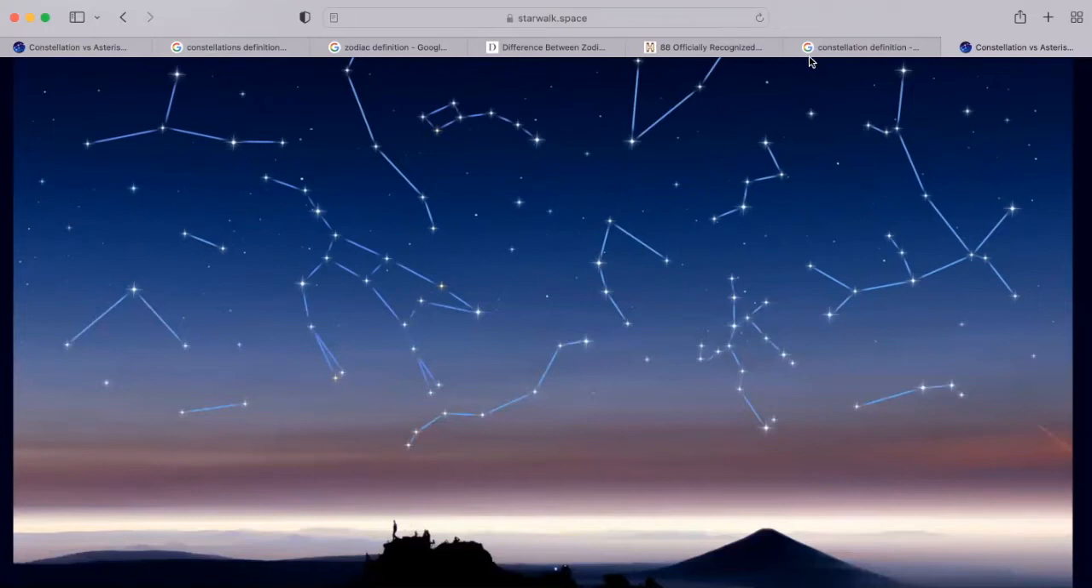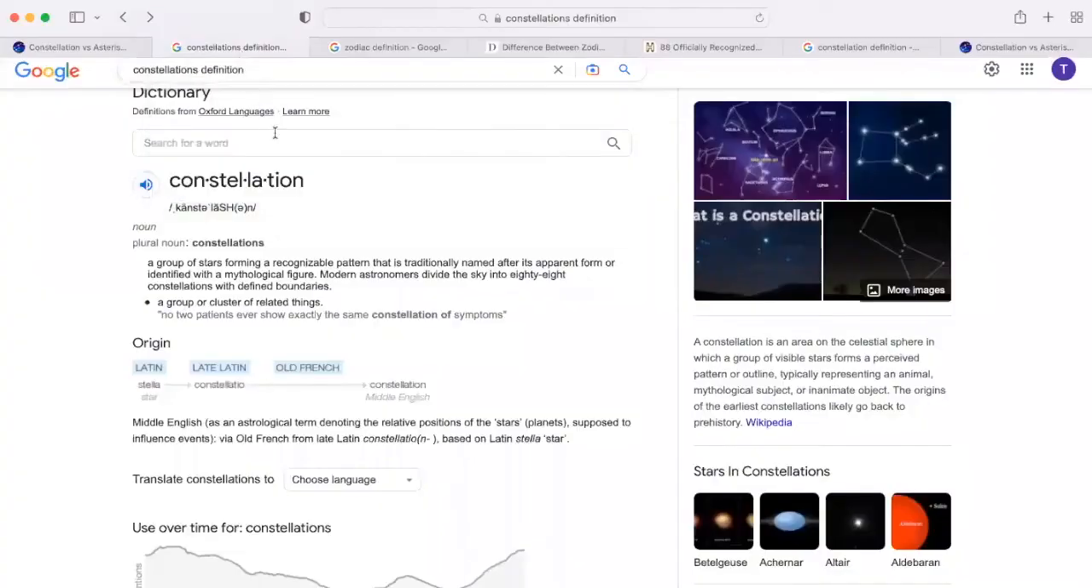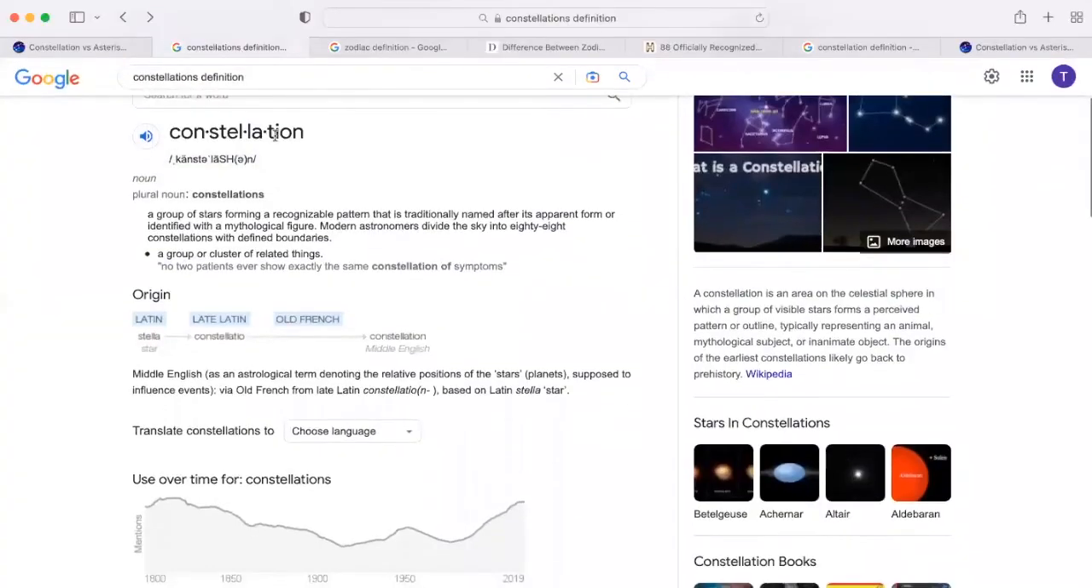So we're gonna look at some definitions, which is gonna sum up what I was talking about. Some of it will be repetitive, but it's all good. So we'll scroll down to constellation. It says constellation is a group of stars forming a recognized pattern that is traditionally named after its apparent form or identified with a mythological figure. Modern astronomers divide the sky into 88 constellations with defined boundaries. Down here too, it says as an astrological term denoting the relative positions of the stars, planets, supposed to influence events, right? Based on the Latin stellar or star.